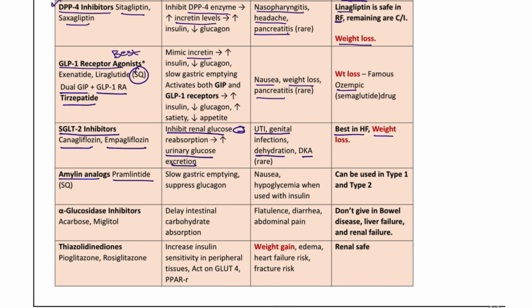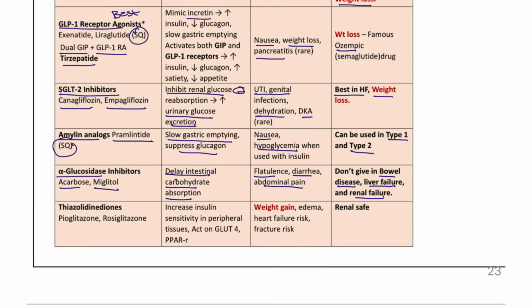Amylin analogs, the drug name is pramlintide. This is a subcutaneous drug. It can be given for type 1 patients and type 2 patients, and it is going to suppress gastric emptying so that the glucagon levels will be decreased in the body. Nausea and hypoglycemia are the common symptoms. And alpha glucosidase inhibitors, acarbose, miglitol, or voglibose, are the drugs, and they will delay the intestinal carbohydrate absorption. Flatulence, diarrhea, abdominal pain are the side effects, and they should not be given in patients with Crohn's disease, liver failure, or renal failure.